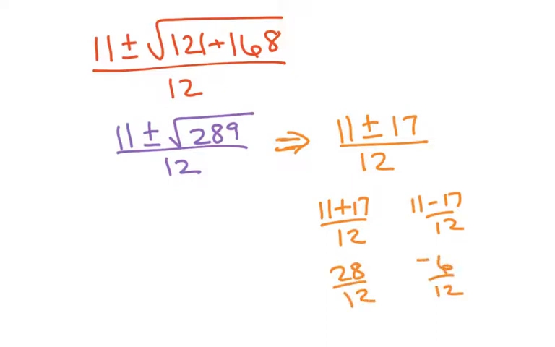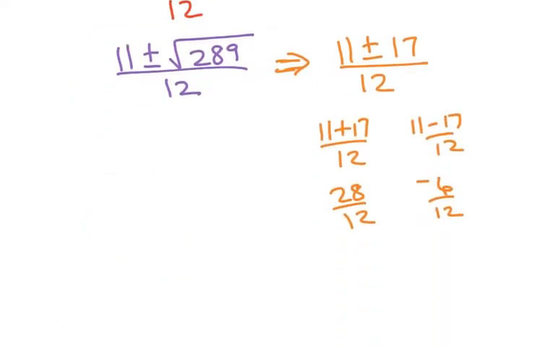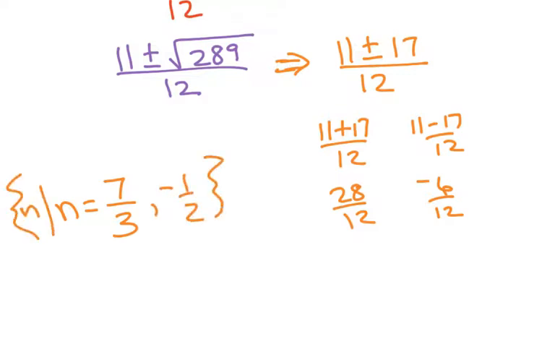So when I write my solutions, checking my letter here, n equals 28 over 12. 4 goes into both of those, so 7/3. And then I'm going to have negative 6 over 12, which is negative 1/2. So those are my two solutions. You need to make sure that your answers are reduced fractions.